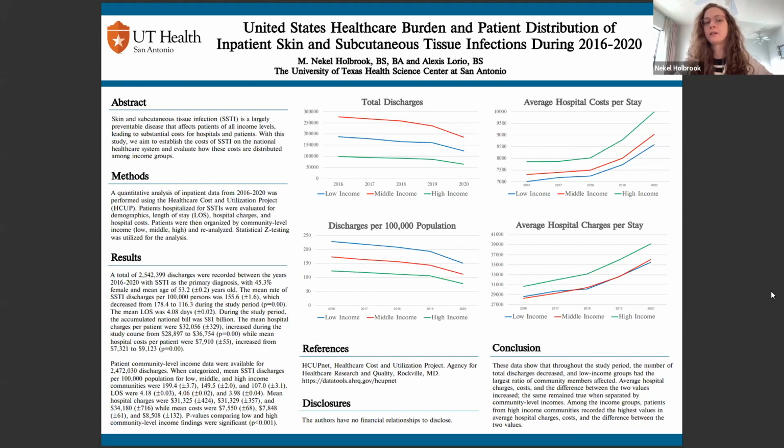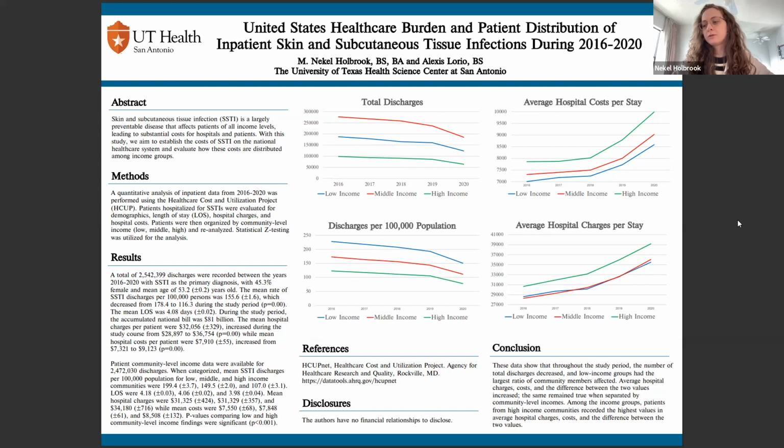So if you look at the graphs on the left, they address discharges, both total and per 100,000 population. And you can see that they are decreasing over time, which is encouraging. Interestingly, there's a pretty sharp decline in 2020, unclear if COVID-19 had an impact on everything, but how exactly COVID-19 affected SSTI admissions in the year 2020. We'll look at future data in 2021 and 2022 to see if that trend continues. But as you can see, there were 576,000 plus total discharges in 2016, and it dropped to 385,000 in 2020.